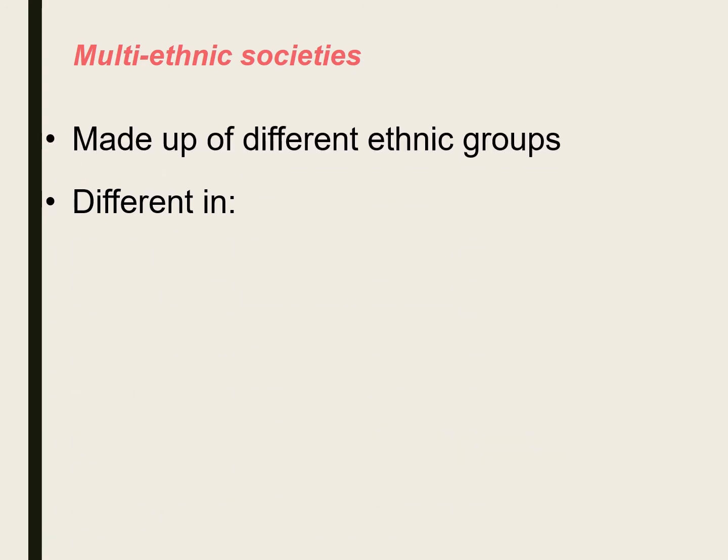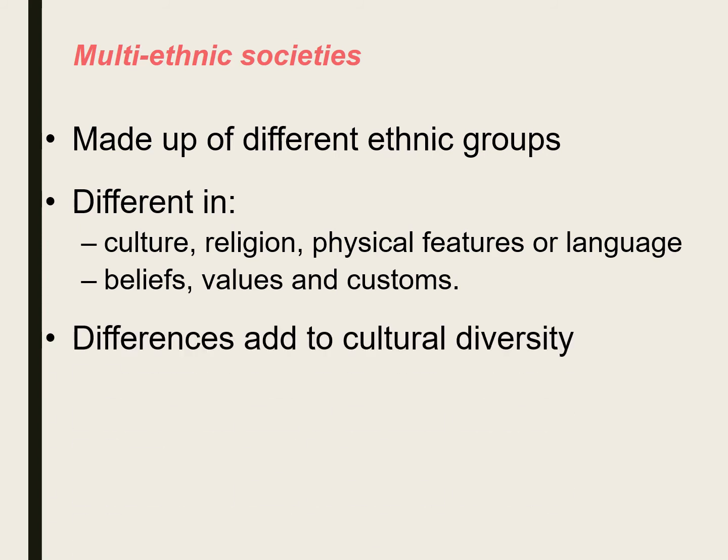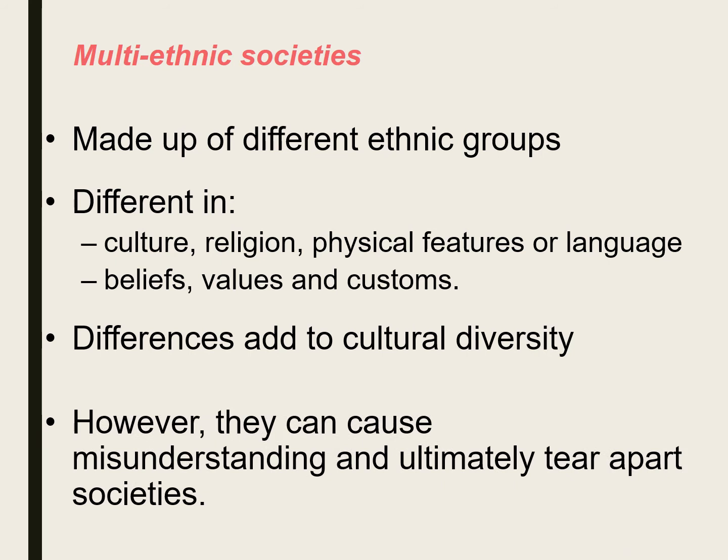Okay, multi-ethnic societies are made up of different ethnic groups. They may be different in their culture, their religion, their physical features or language, their beliefs or values or customs, or all of them. Those differences add up to cultural diversity, which we celebrate and we like. However, we know this can cause misunderstanding and tear apart societies. So our society, for instance, is pretty multi-ethnic, right? The United States has people from all different backgrounds, many of whom speak different languages, have different religions, look different, have different beliefs and different customs.